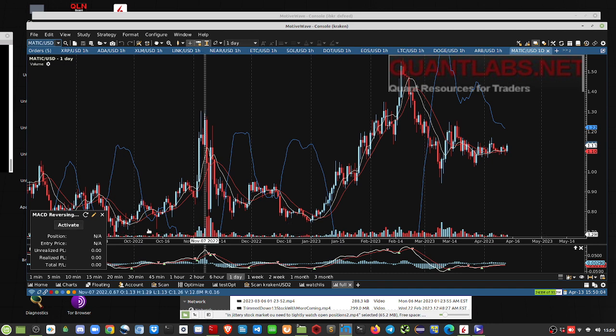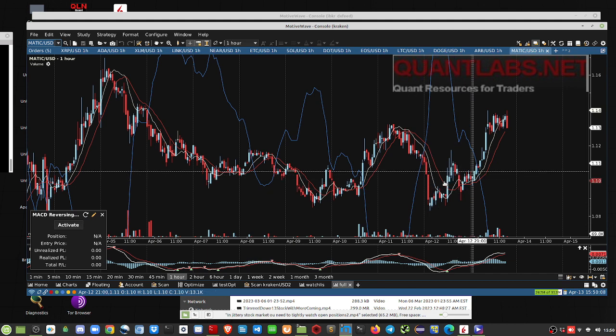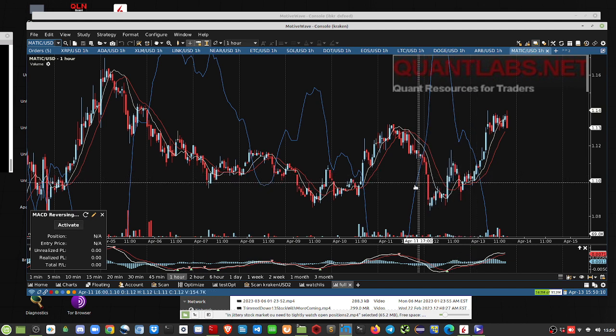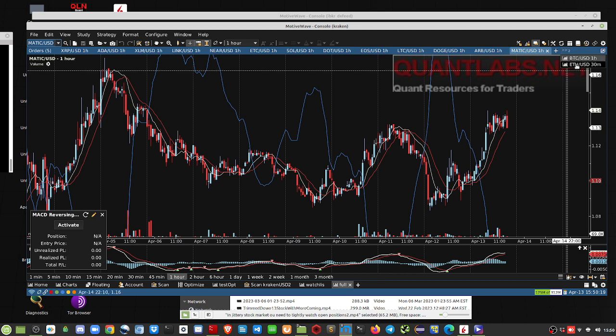So there's Polygon. Let's go back to the hourly. Right now I'm just running everything on an hour. Very rarely do I use any other time frame. Now let's take a look at Ethereum. Ethereum broke through the 2000 here.